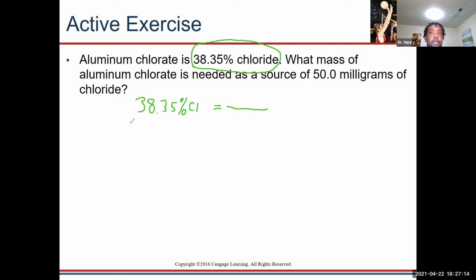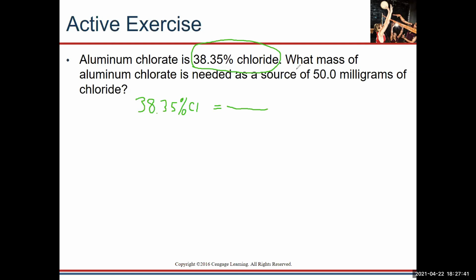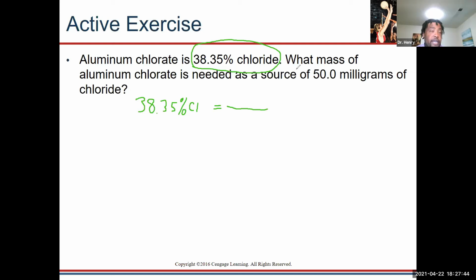So here they're telling us that the percent mass is 38.35% of chlorine, right? And then they go on and say, what mass of aluminum chlorate is needed as a source of 50.0 milligrams of chloride? So what do I know? What else are they giving me here? You're given 50.0 milligrams of chloride. Okay, so is that the part or is that a whole?